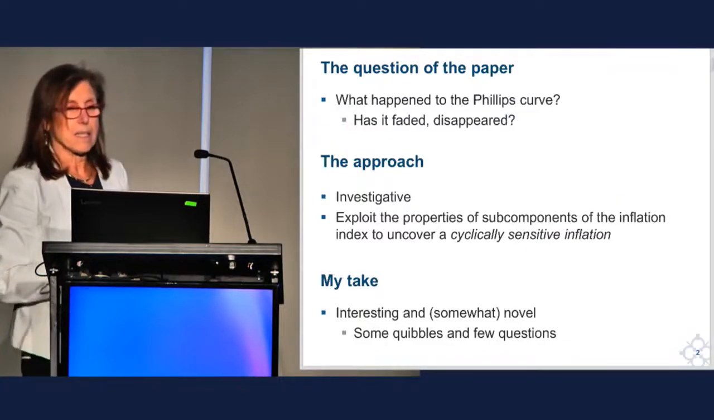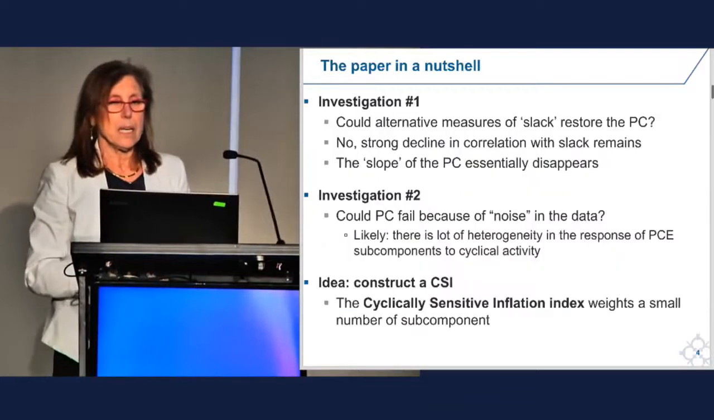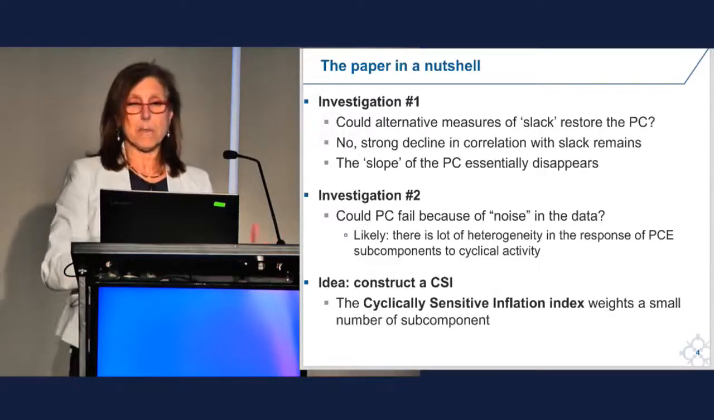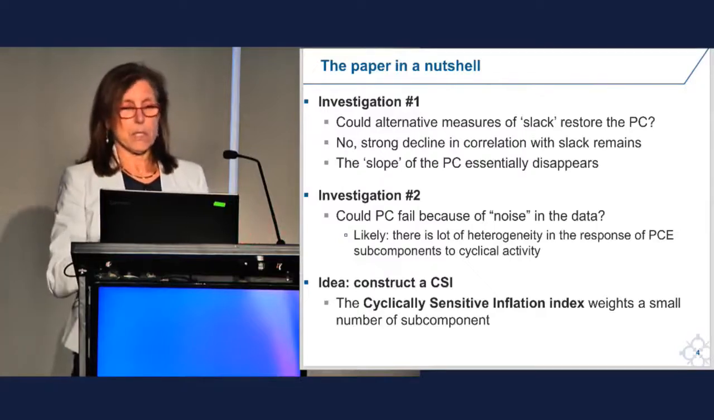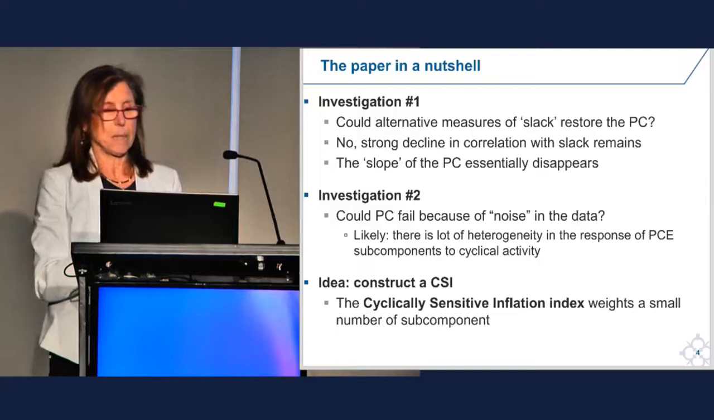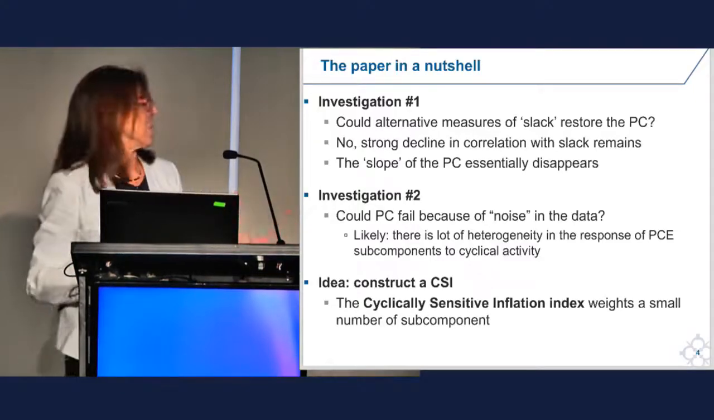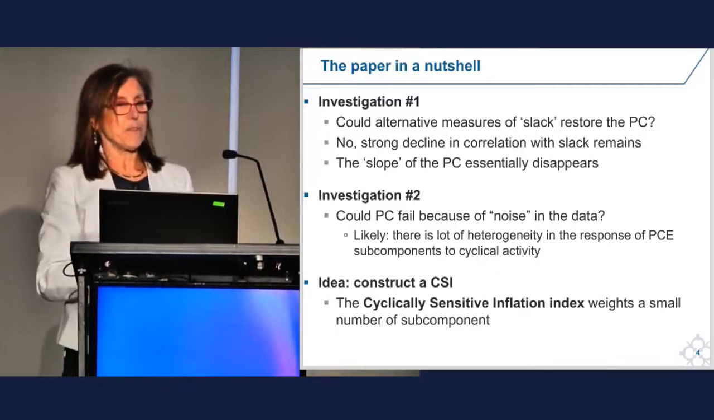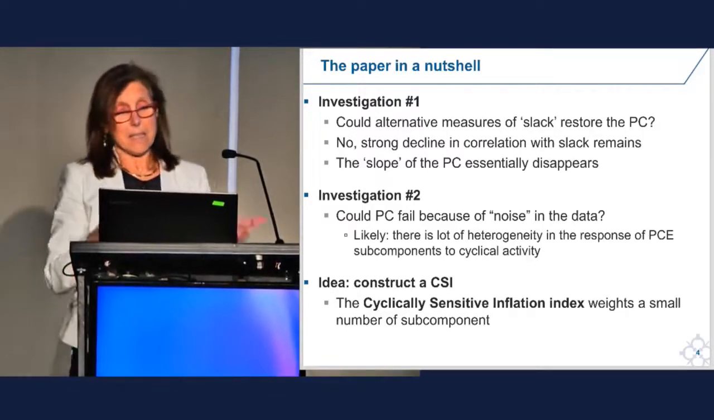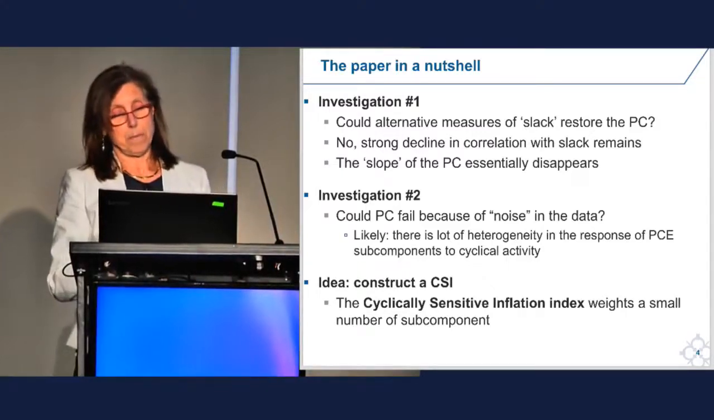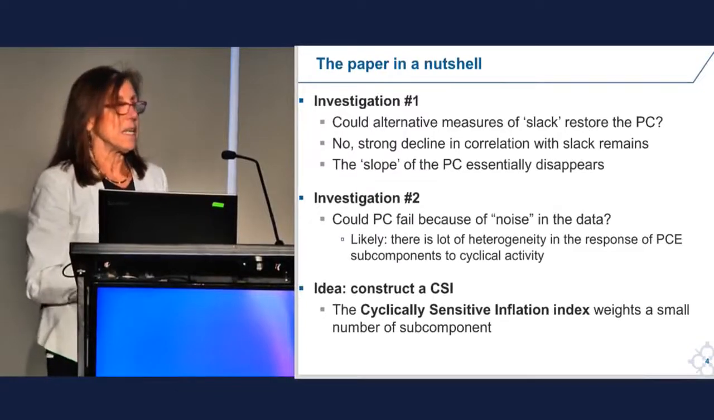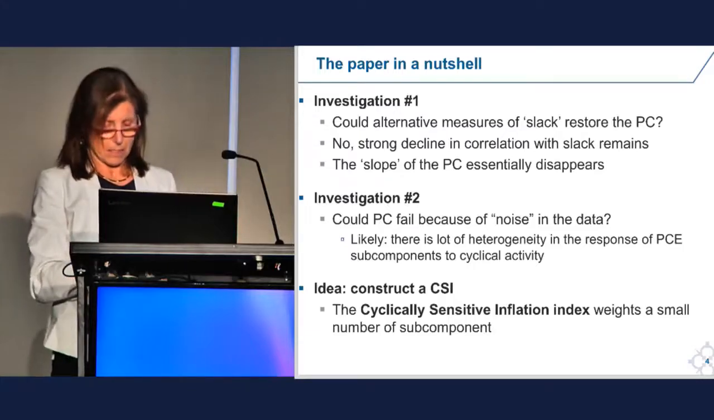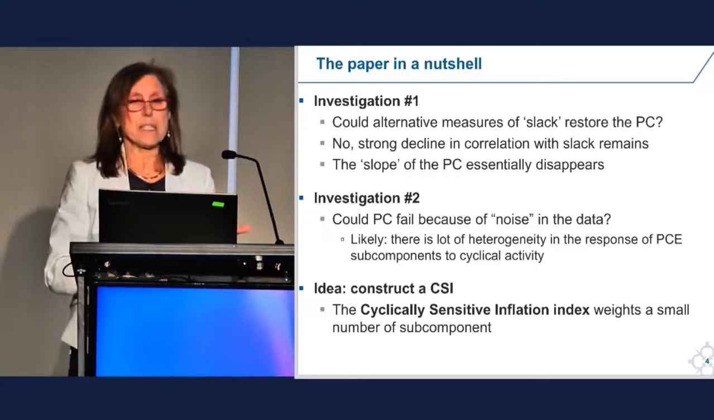Okay, in a nutshell, the paper does two steps, two investigations. Number one, it asks whether alternative measures of slack, so not just the unemployment measure that you have seen there, restore the Phillips curve. And the answer is no. As you saw, there is a strong decline in correlation, whatever slack measure among the ones considered you use, and the slope seems to be disappearing. And then they do a second investigation, switching gears, and ask whether the Phillips curve fails to show up because the data are noisy. And they say, yes, likely. There is a lot of heterogeneity in the response of the PCE subcomponents to cyclical activity. And their idea is to weight the more cyclically sensitive components to construct this cyclically sensitive inflation. This is the summary. So the first investigation, you have seen the table.